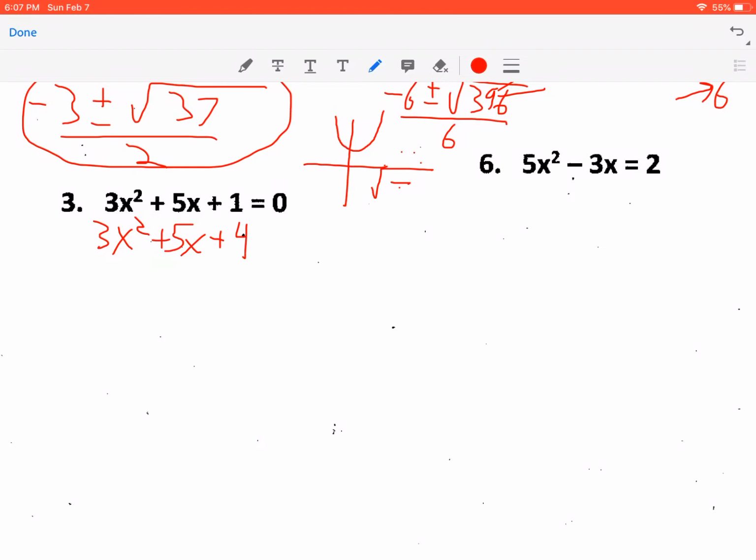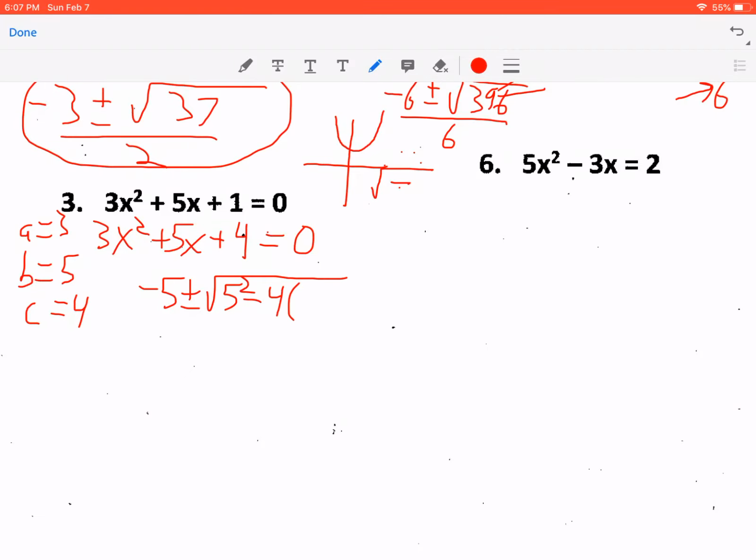And I'll graph it and you'll see it too. Okay, A is 3, B is 5, and C is 4. So negative b, negative 5, plus or minus the square root of 5 squared minus 4 times a, which is 3, times c, which is 4, divided by 2 times a, which is 2 times 3.